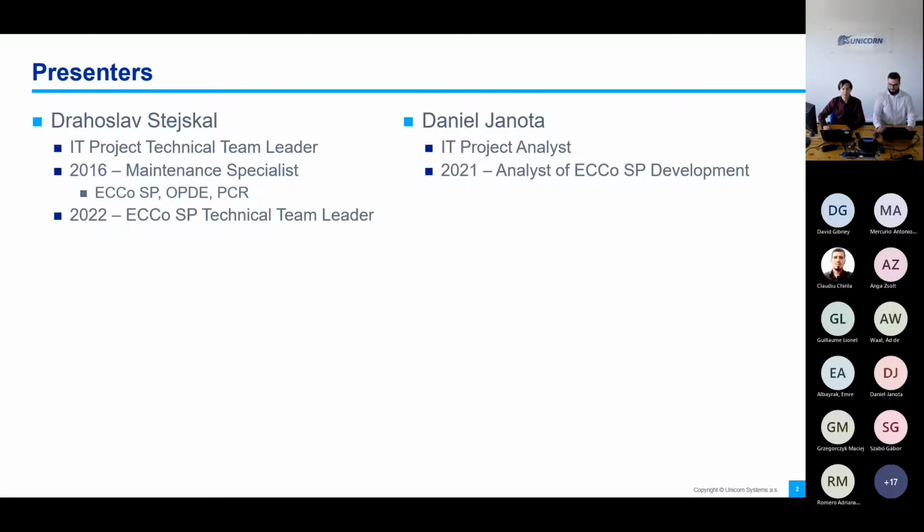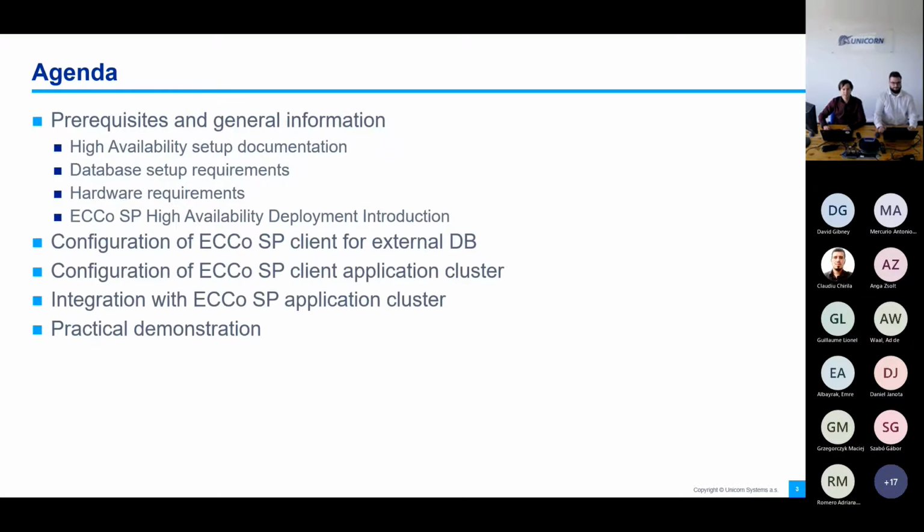Okay, so let's start with the agenda. Firstly, I'll show you some prerequisites and general information about the high availability. We will take a look at the documentation, the database setup requirements, and hardware requirements for the high availability setup. And I'll introduce you to the deployment of this ECCo-SP solution. Then we will continue with some details about configuration for the external database and for the application cluster.